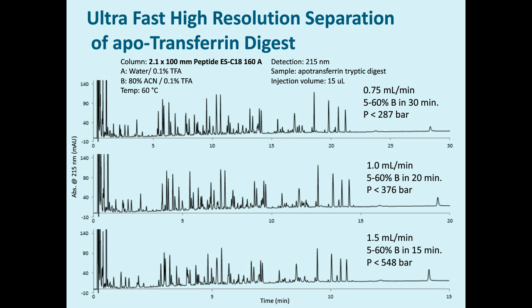So in this case, we're showing separation of a complex sample, a tryptic digest of apotransferrin. And the three different panels show an increasing speed of separation, that is higher linear velocity separation. So faster with the same gradient slope. In this case, with a 2.1 millimeter ID column at rather high speed, 0.75 mL per minute on the top panel, at 1 mL per minute in the middle, and at 1.5 mL per minute on the bottom panel. So pretty fast going to very fast.